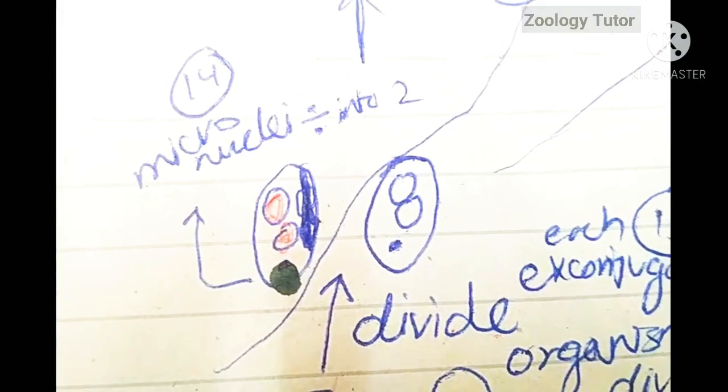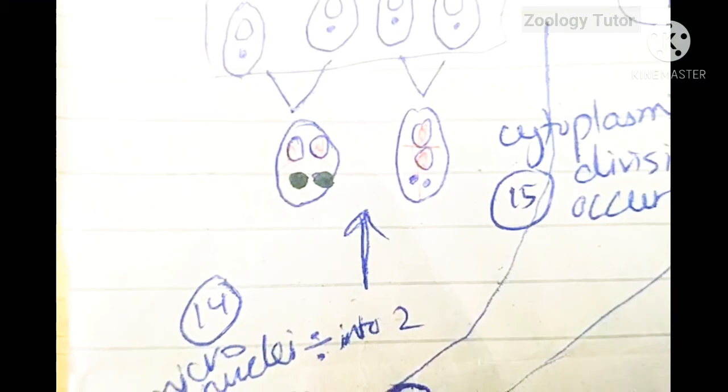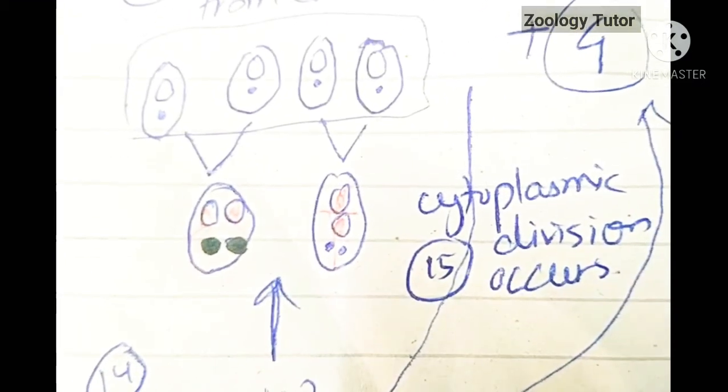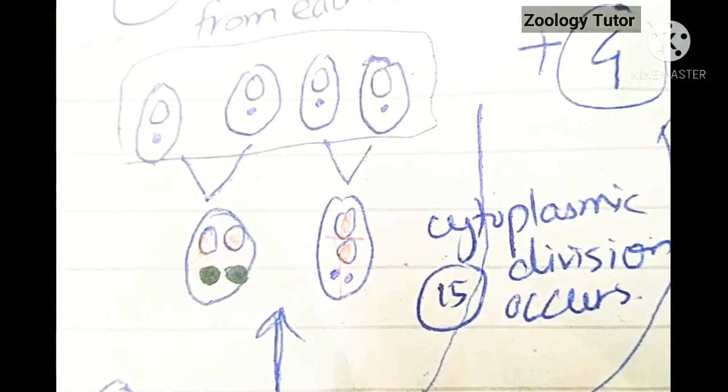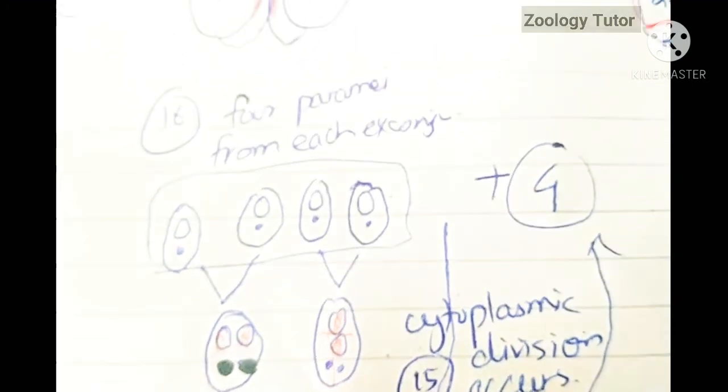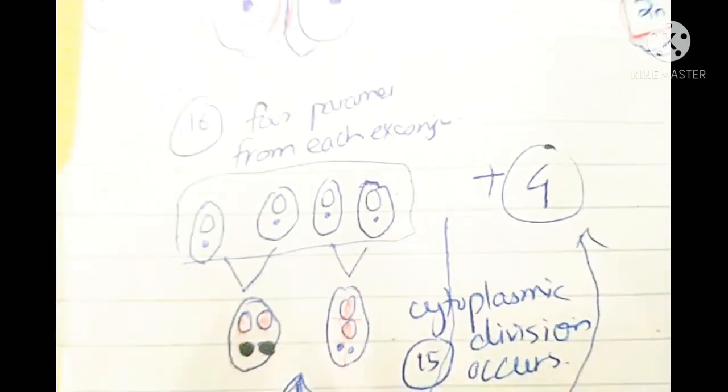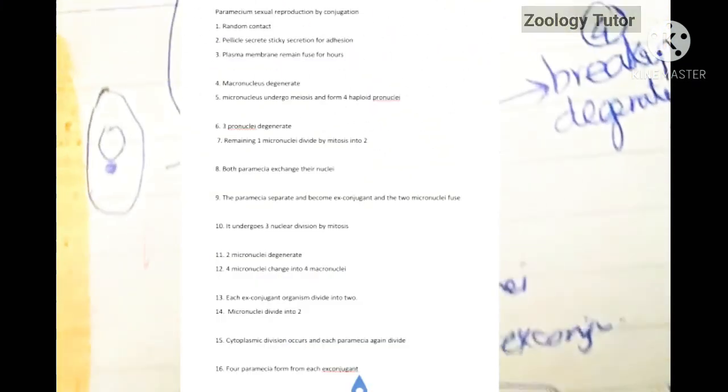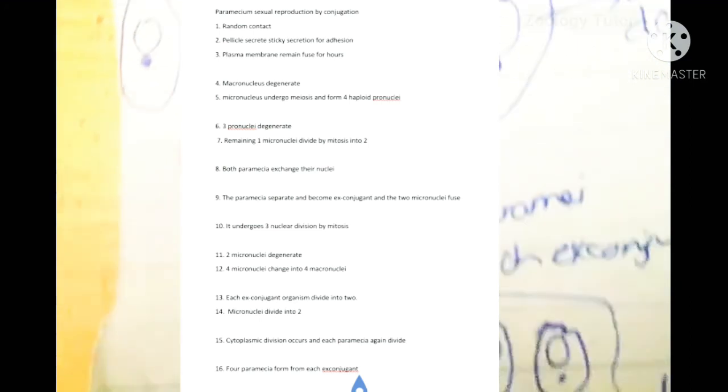It can divide further, so it will also divide its micronuclei into 2 again. As a result, it can divide again and it can form 4 paramecia from each one ex-conjugant. So this was the whole cycle that was derived from Harley, chapter 7, Protista.